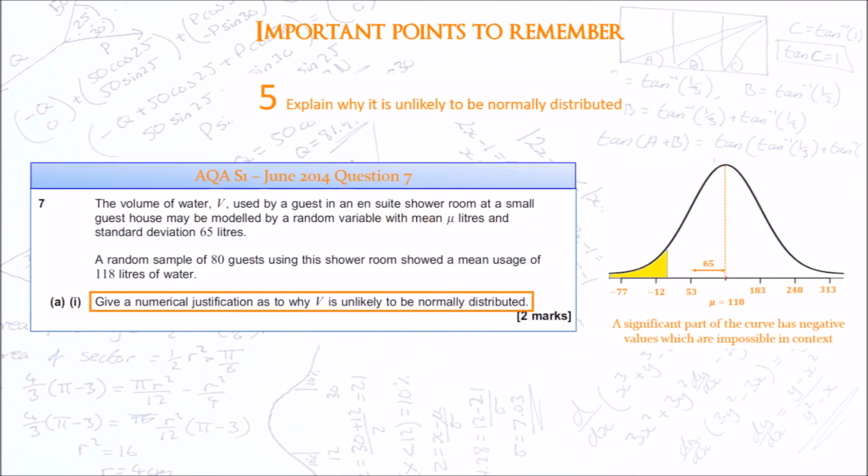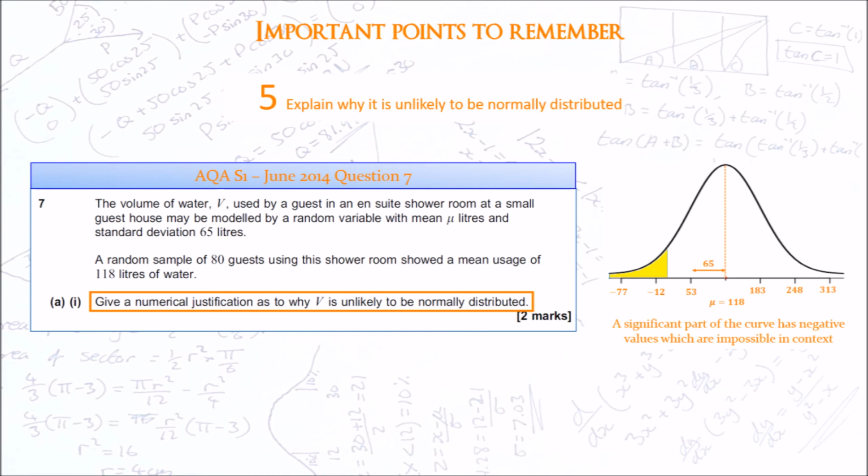Now, point 5 is one that always catches students out. And this is the idea that it says explain why it's unlikely to be normally distributed, and they'll always give you some data before this. So in this case, we're told that the mean is 118 and the standard deviation is 65. And what we do is if we go down 2 standard deviations, we end up at minus 12. This means we've got a negative amount, and this means that there's a proportion of the curve that is going to be in a negative region.